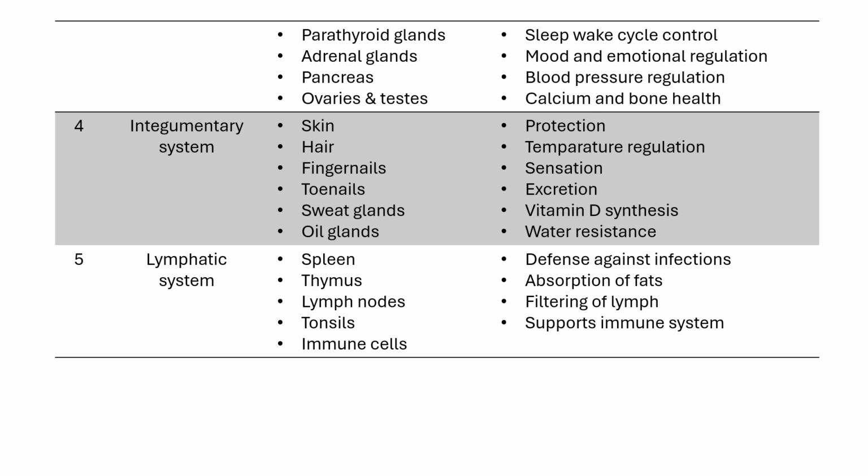Next is filtering of lymph. Lymph nodes play a major role in this function. Lymph nodes filter harmful substances like bacteria and dead cells from the lymph before it returns to the blood. Next is immune system support. Overall function of our lymphatic system is to support the immune system with the help of immune cells like B cells, T cells, these and all.